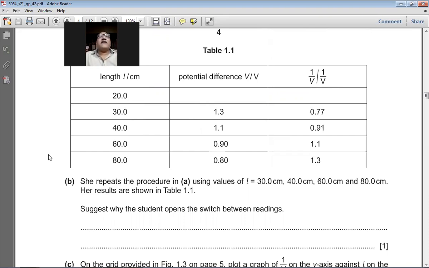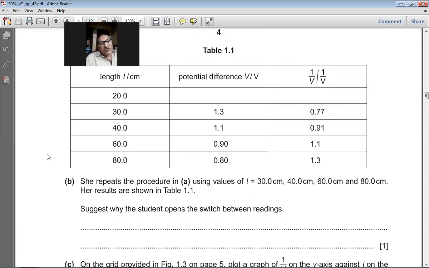So, why does the student open the switch between the readings? Once you have taken a reading of the voltmeter for a certain length of the resistance wire, then you open the switch. The reason is that when the current is flowing through the wire, the wire becomes hot. When the current overcomes the resistance of the wire, thermal energy is produced, which increases the temperature of the wire, which changes the resistance of the wire.